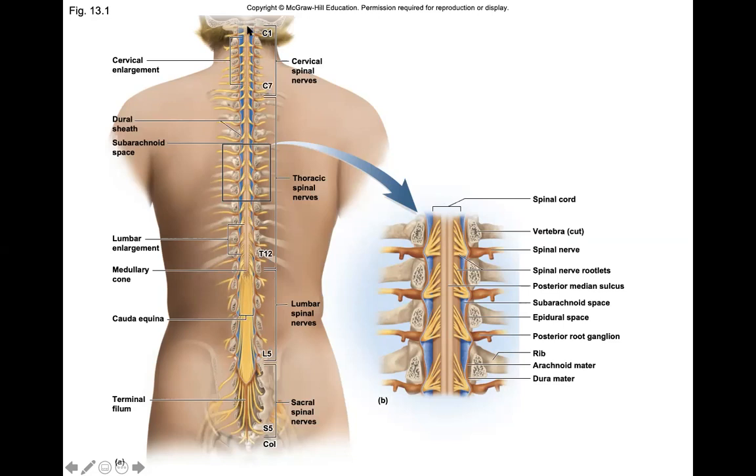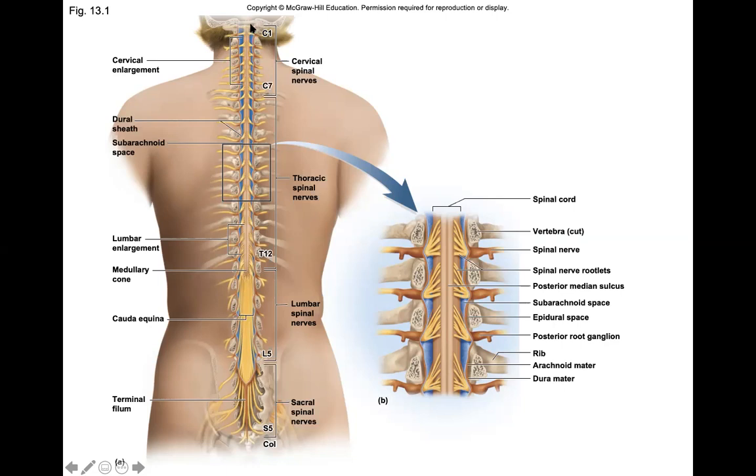Now, you've got 31 pairs of spinal nerves, and how they're named is kind of a weird convention, at least when you start to think about it. But okay, the first pair of nerves exits between the occipital bone and C1.